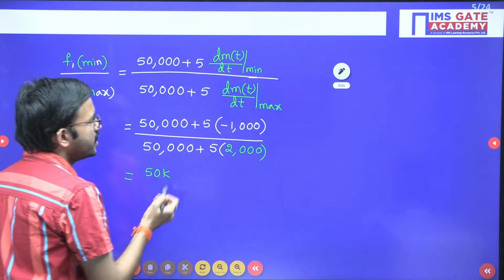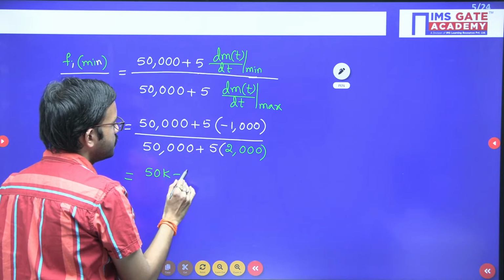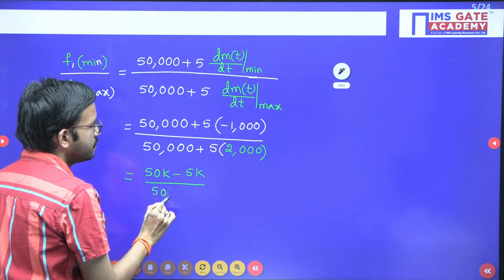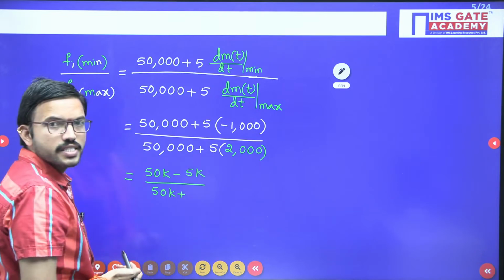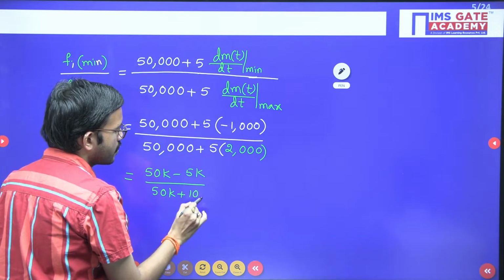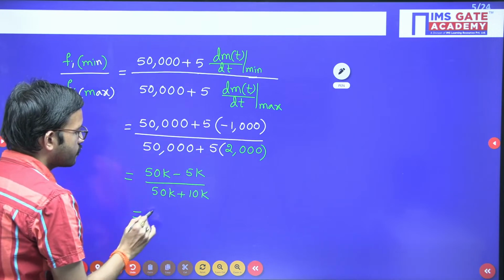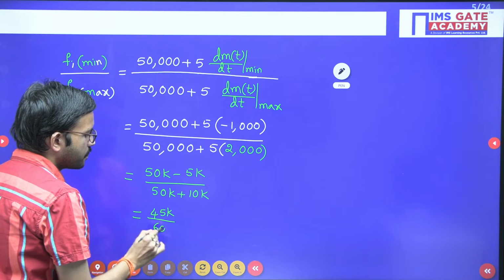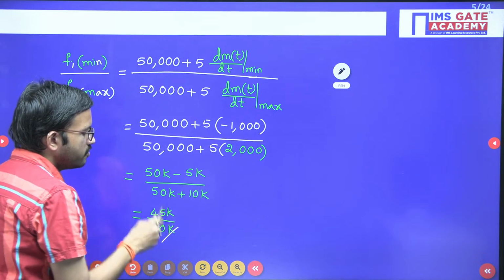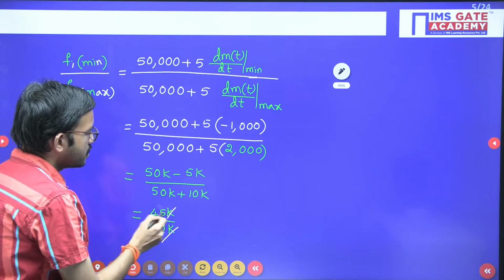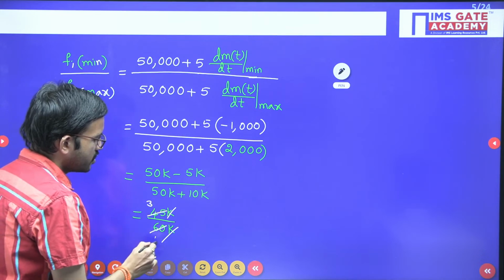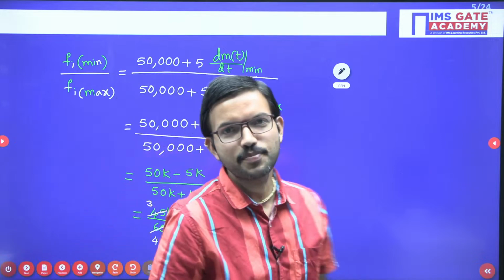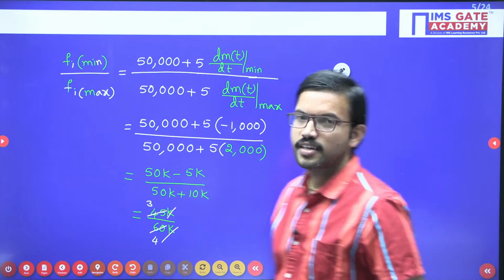So 50k, after that minus 5k, divided by, here also the same 50k plus 5 into 2, that is 10k you are getting. So 50 minus 5, that is 45k, divided by 50 plus 10, that is 60k. So here kilo will get cancelled. 15 3s are 45, 15 4s are 60. So 3 by 4, I hope all of you can answer. It is a very simple question. What is the value? 3 by 4.